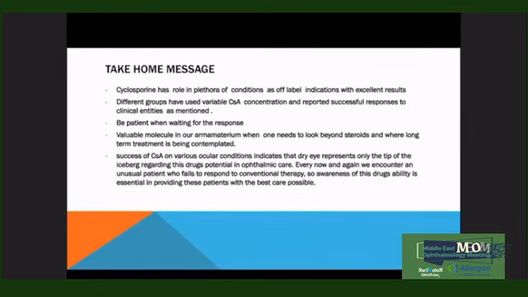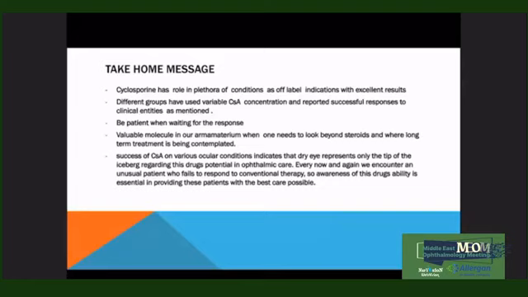So the take-home message would be that cyclosporine has a definite role in a plethora of conditions as off-label medication with excellent results. Different groups in the literature have used variable cyclosporine concentrations and reported successful responses in the clinical entities. We need to be very patient when waiting for the response when treating a patient with cyclosporine, and we need to consider cyclosporine as a valuable molecule in our drug armamentarium when one needs to look beyond steroids and where long-term treatment with steroids is being contemplated.